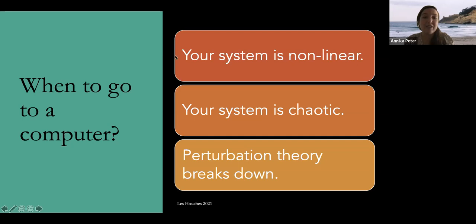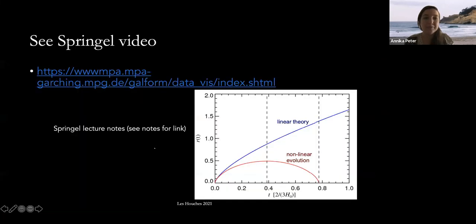And these are kind of coupled in cosmology. Systems going nonlinear and perturbation theory breaking down are related to each other. And we'll talk about chaos in a bit too.